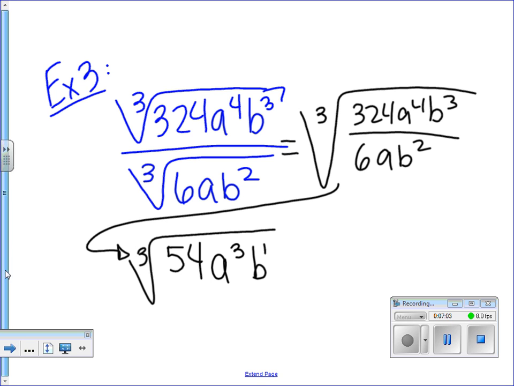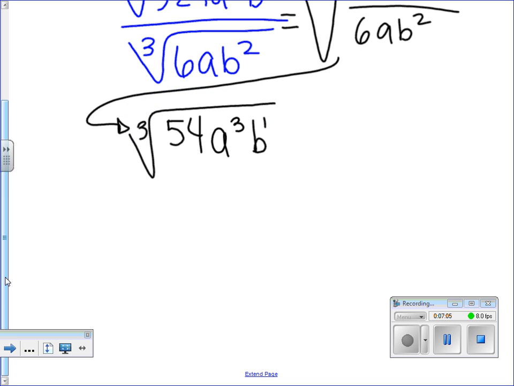So now I need to think about a perfect cube that goes into 54. So remember your perfect cubes. Go through them: 8, 27, 64. Well, now 64 is too big. So let's think about 27. Can 27 go into 54? 27 does go into 54 twice, which is great.